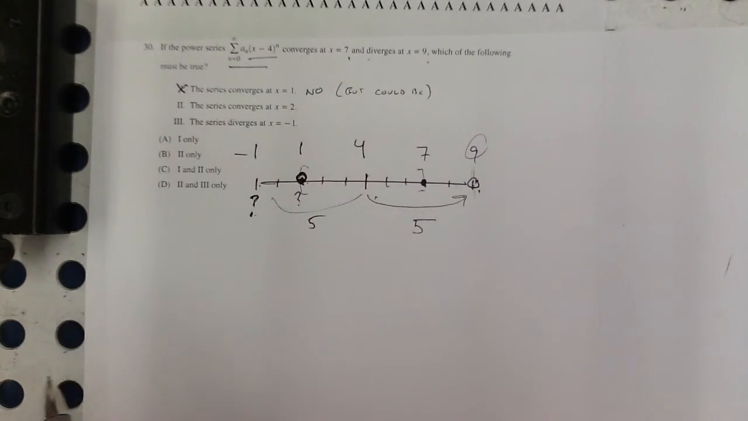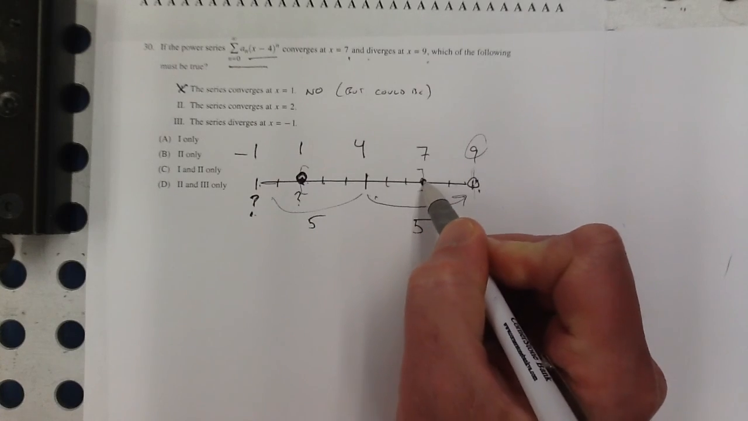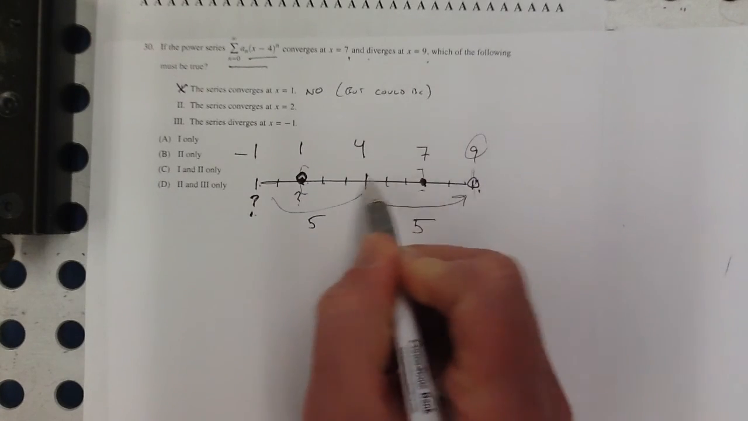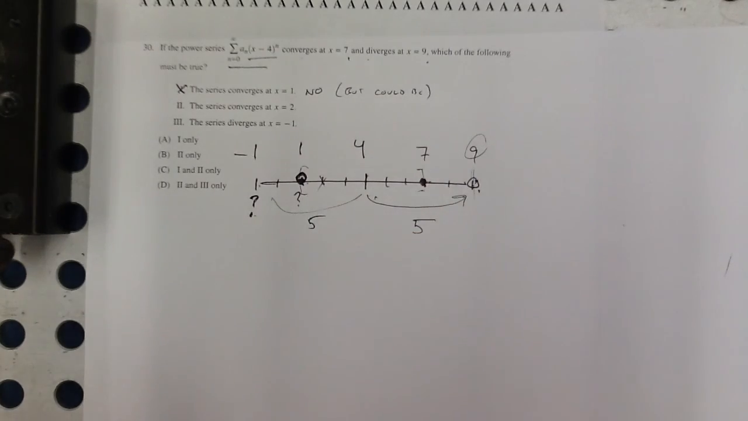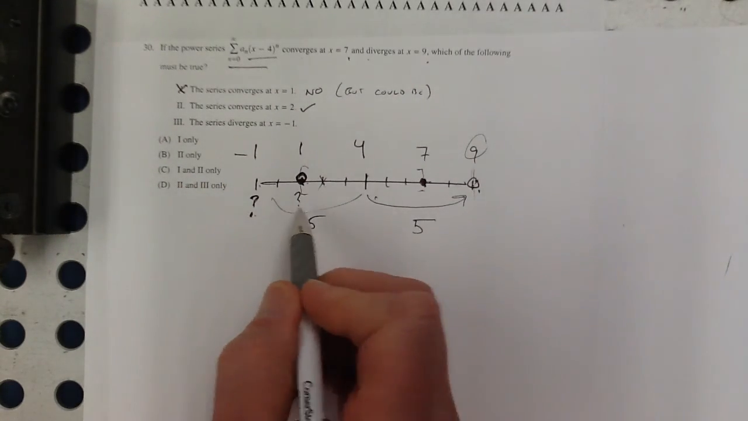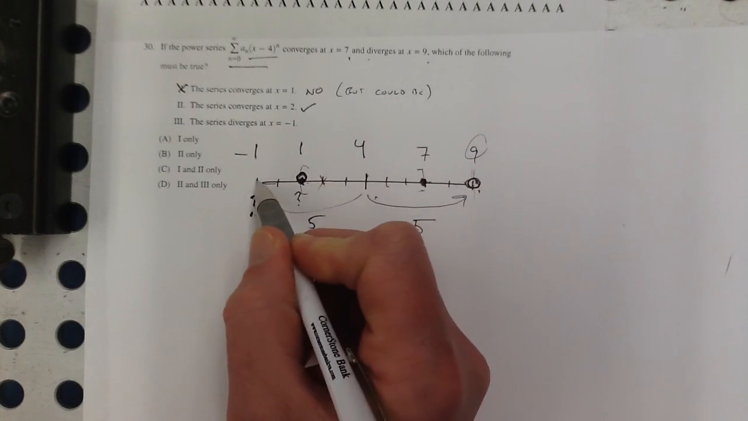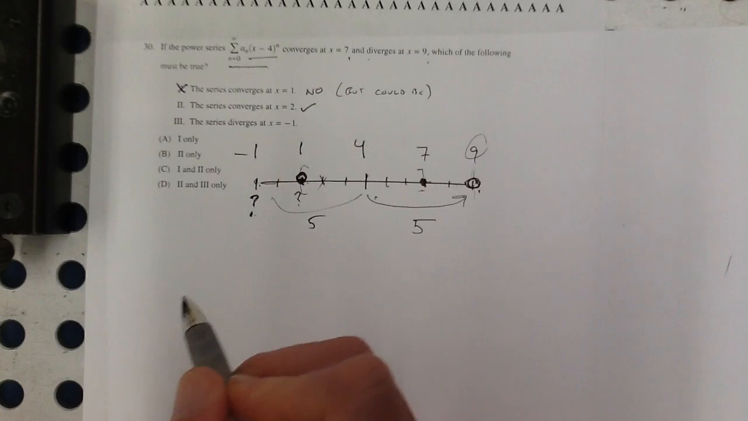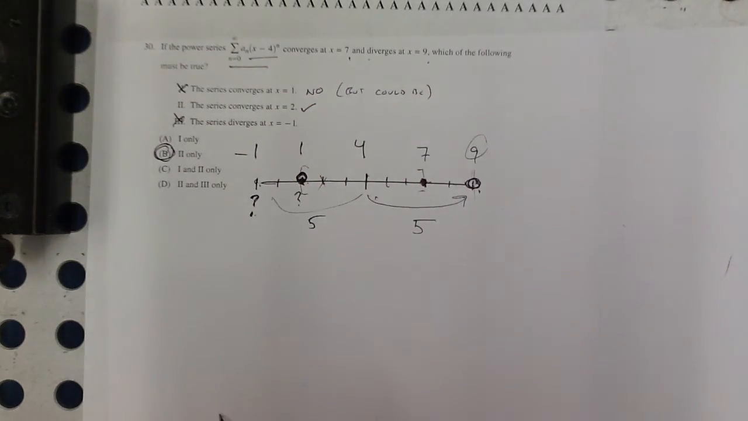Does the series have to converge at 2? Yes, because 7 is at the furthest possible situation. It could be the endpoint here, and 2 is still inside that interval. So that has to be true. Does the series have to diverge at x equals negative 1? No, because 9 could be this endpoint, and this could be the other one, and it could converge there. So it looks like only 2. That is a little bit tricky, I think.